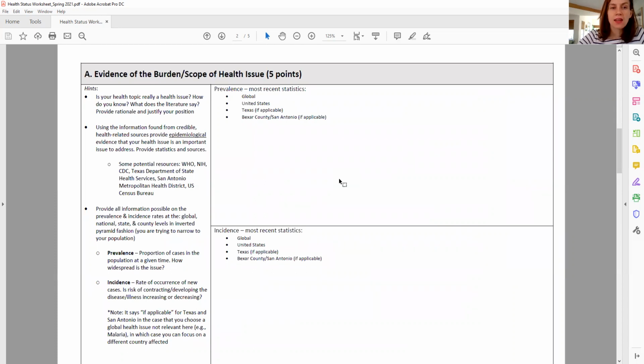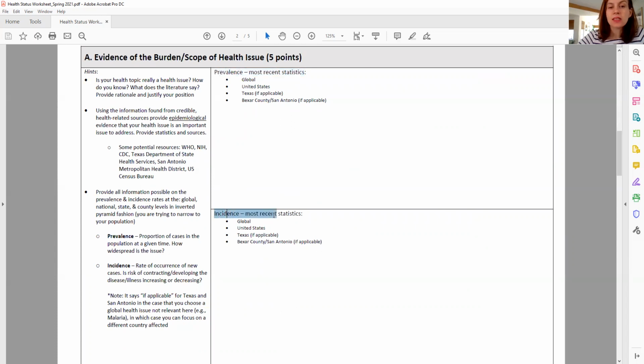What does the literature say? Why are you choosing this particular public health issue? You should be pulling data that's showing me that this is a big concern in a specific area and that intervention needs to happen. You'll first gather information on the prevalence of your health issue, and then your incidence. I have definitions here in the side column that differentiate between the two, so you should know the difference between the two.